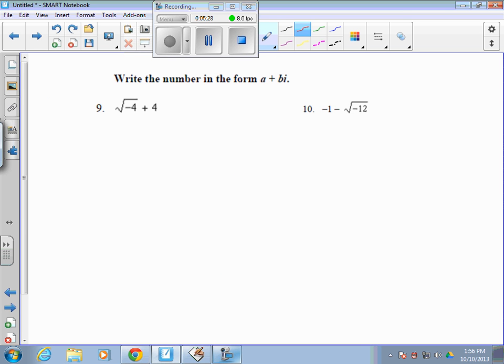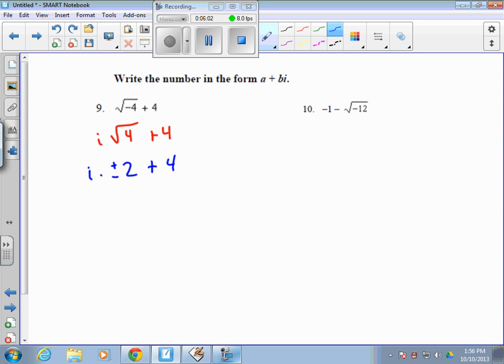Write the number in the form a plus bi. Again, first thing you need to do is take the negative out by calling it the square root of 4 times i, or in this case, the way I wrote it, i times the square root of 4, plus 4. And then we know that the square root of 4 is 2. So it's actually plus or minus 2, because it could be negative 2 or positive 2. So we have i times positive or negative 2, plus 4.